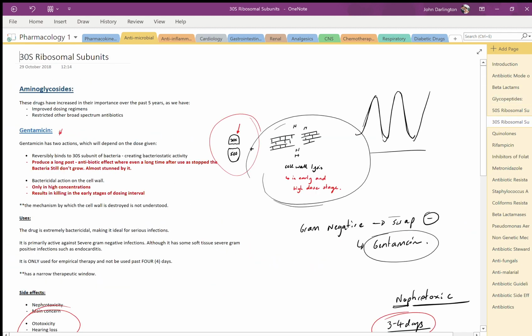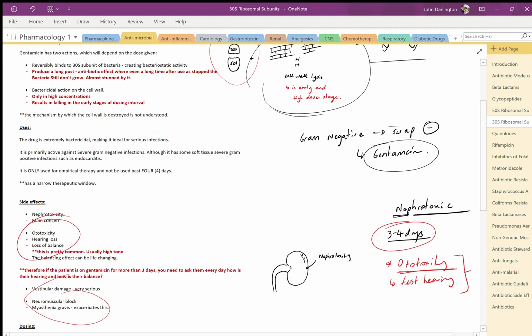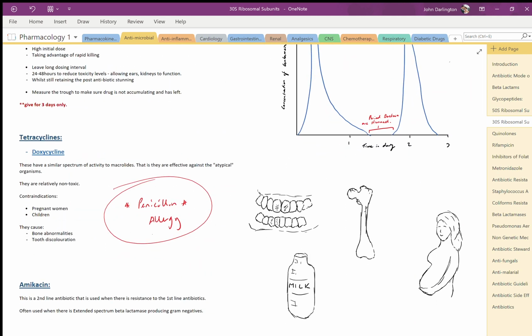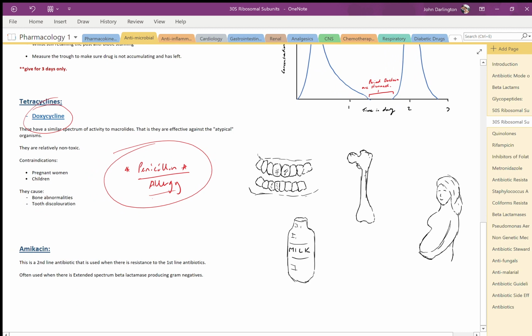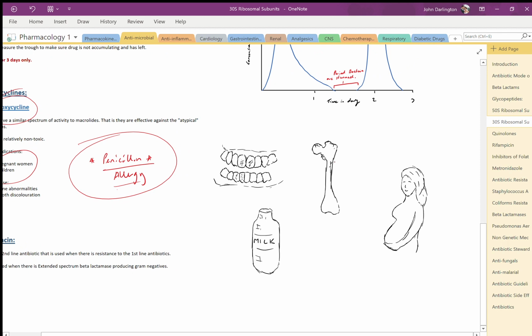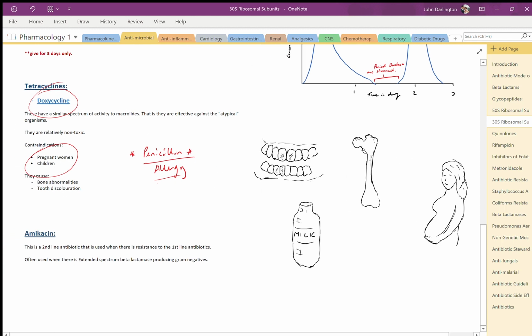If a person, so just going back to 30S here, doesn't have a severe disease, and they don't need to be on an IV drug, and they're allergic to penicillin, then you can give doxycycline, the tetracycline. Important things to note here is that it's not okay to give it to pregnant women and children, and this is because it can affect the way that bones grow, and it can also cause severe discoloration of the teeth as well, and that's something nobody wants.